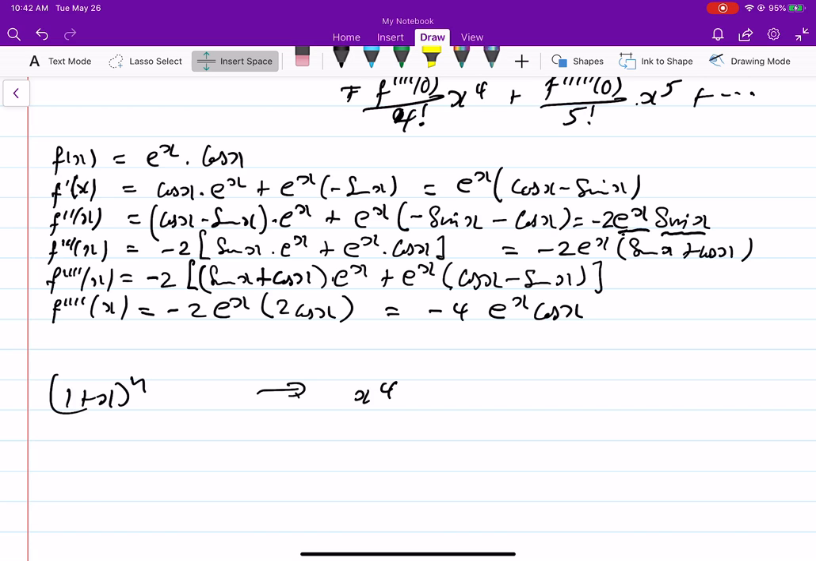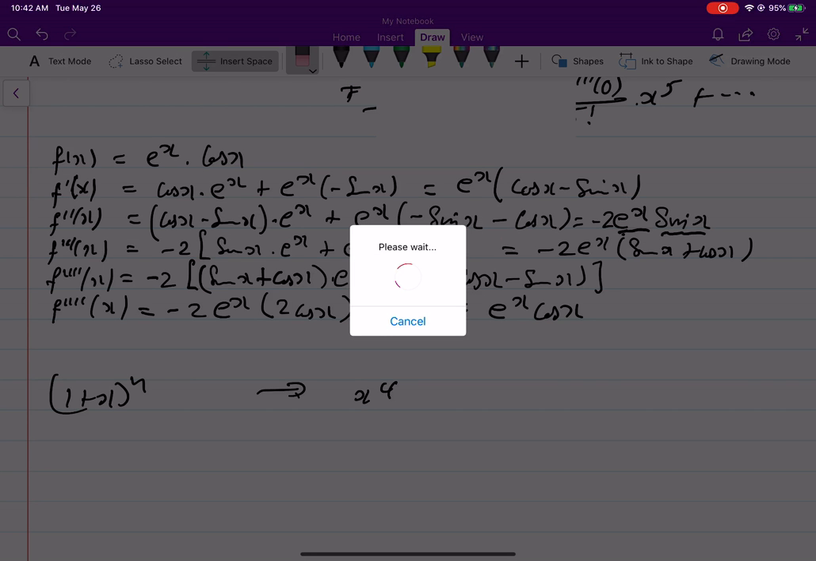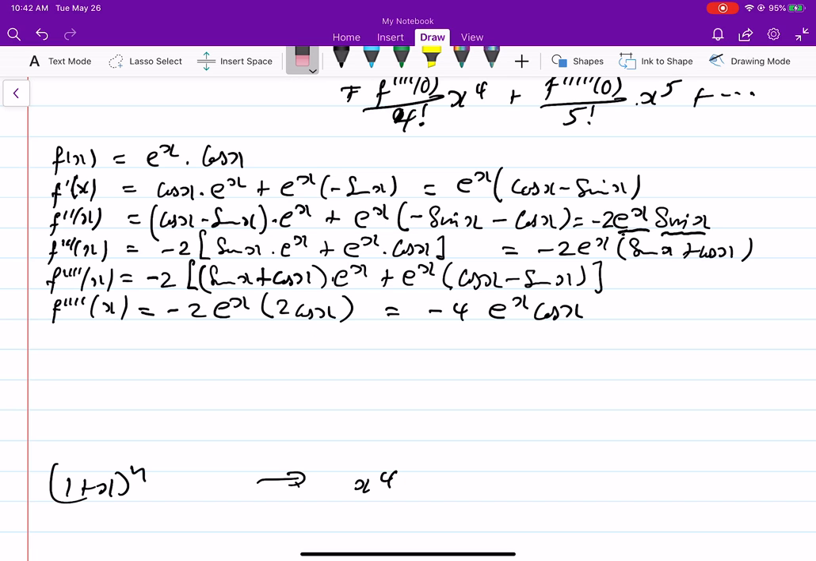That's assuming my calculus there is good. What's wrong with this thing? Okay. Minus 2 e to the x. Cos plus cos is 2 cos. Sin minus sin is 0.